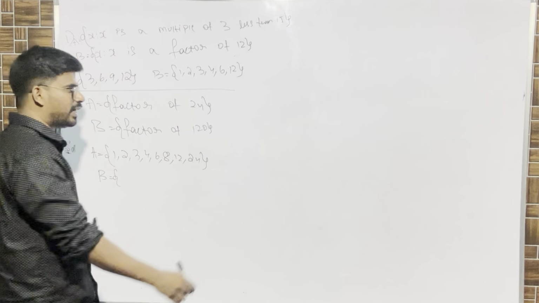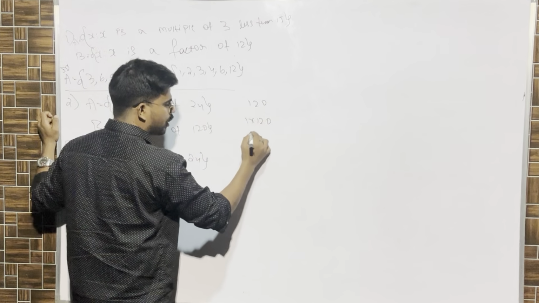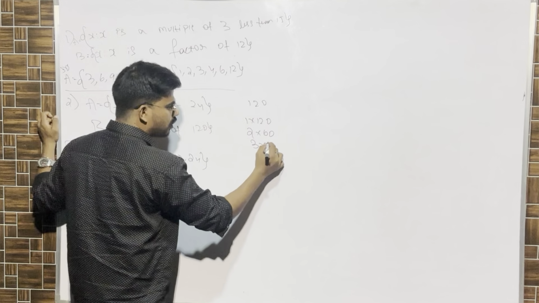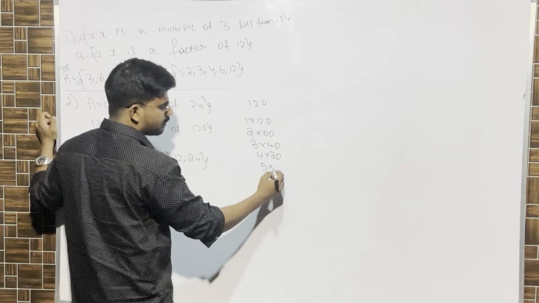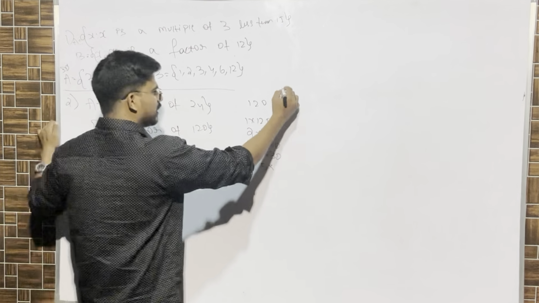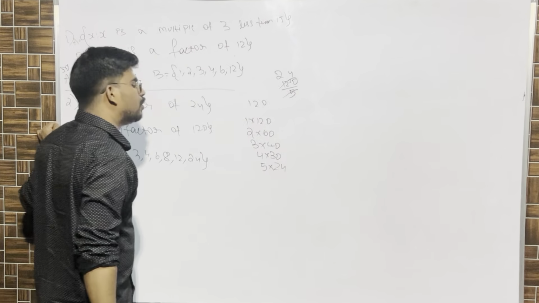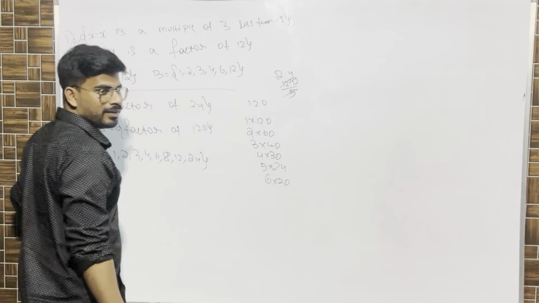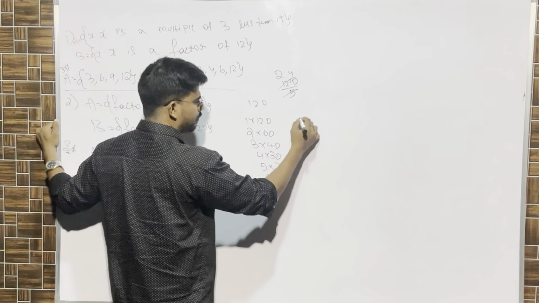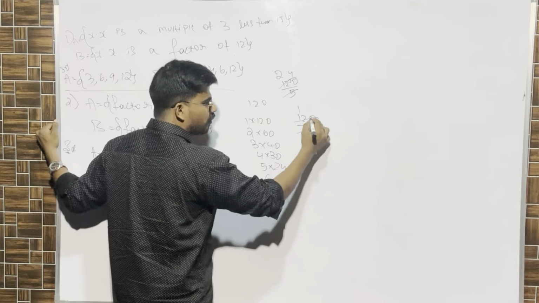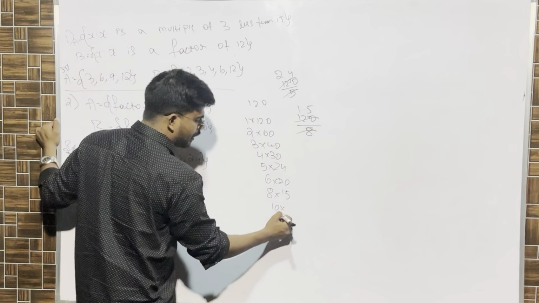Factors of 120. Let us go in this way because 120 is not an easy task. 1 into 120, 2 into 60, 3 into 40, 4 into 30, 5 into 24, 6 into 20. 7 won't go. 8 into 15. 9 won't go. 10 into 12.